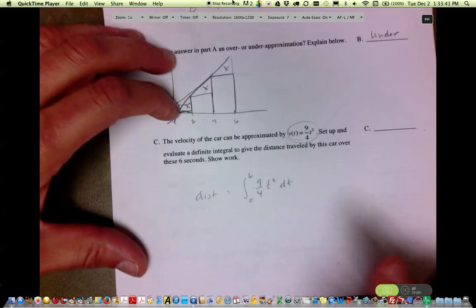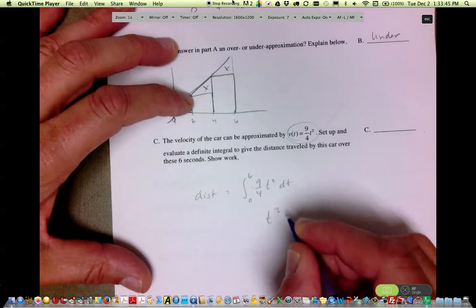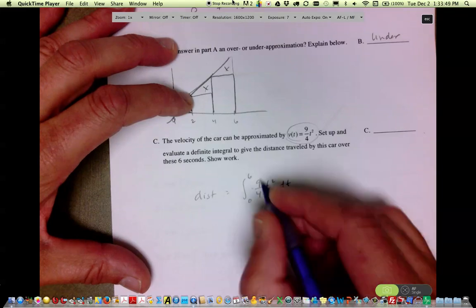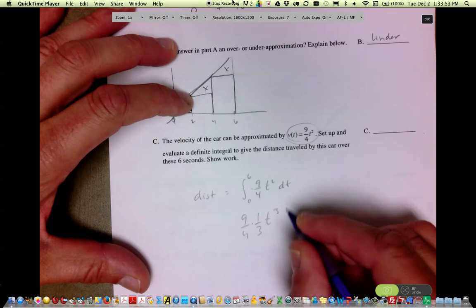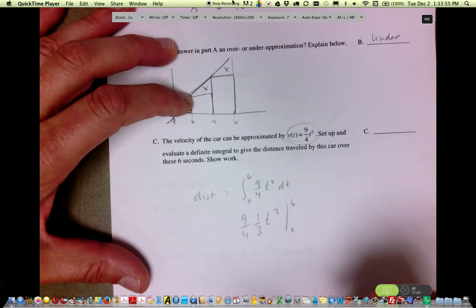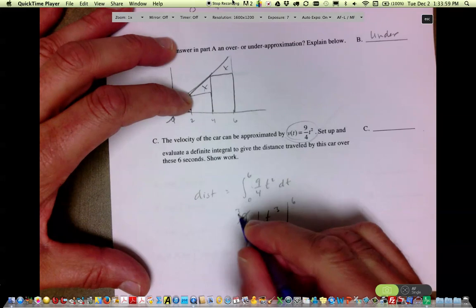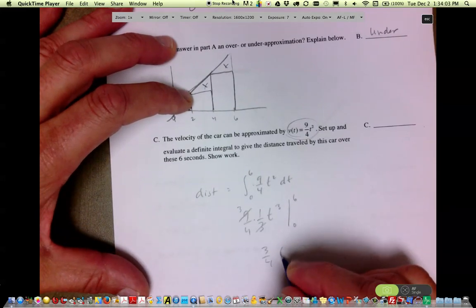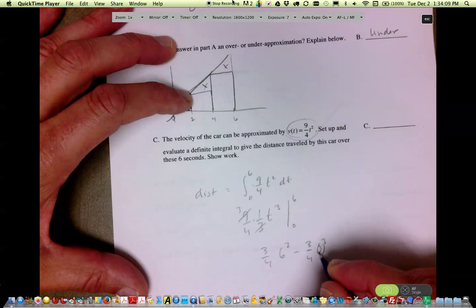Now we've learned how to find antiderivatives, so this is going to be t to the third divided by 3. We've also got this 9/4 out here, so let's multiply those together, and then we're going to go from 0 to 6. These will reduce. We're going to end up getting 3/4 of t to the third, so 6 to the third, minus 3/4 times 0 to the third.